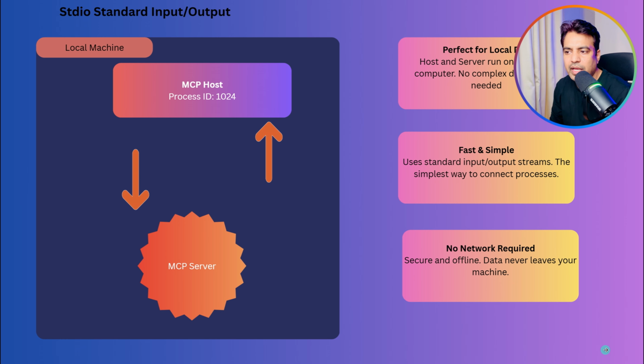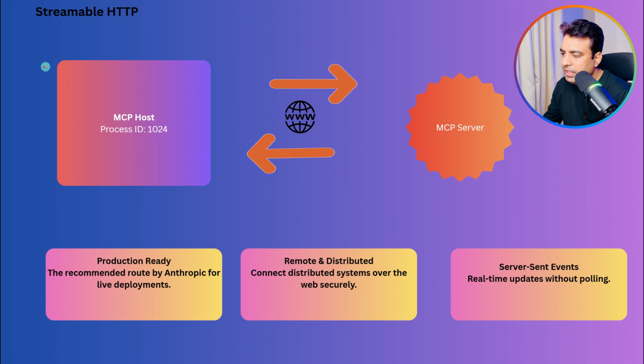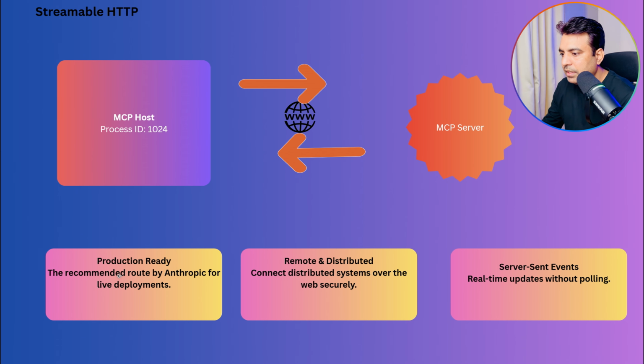For production we have streamable HTTP. In this protocol we have the MCP host, which is on your machine or some server, and we have the MCP server, which is on a different machine or different server. So they communicate with each other over the internet, and for that communication they use the streamable HTTP protocol, or you can say the POST request. This is perfect for production, and it is recommended for live deployment. This will work perfectly in a connected distributed system over the web.